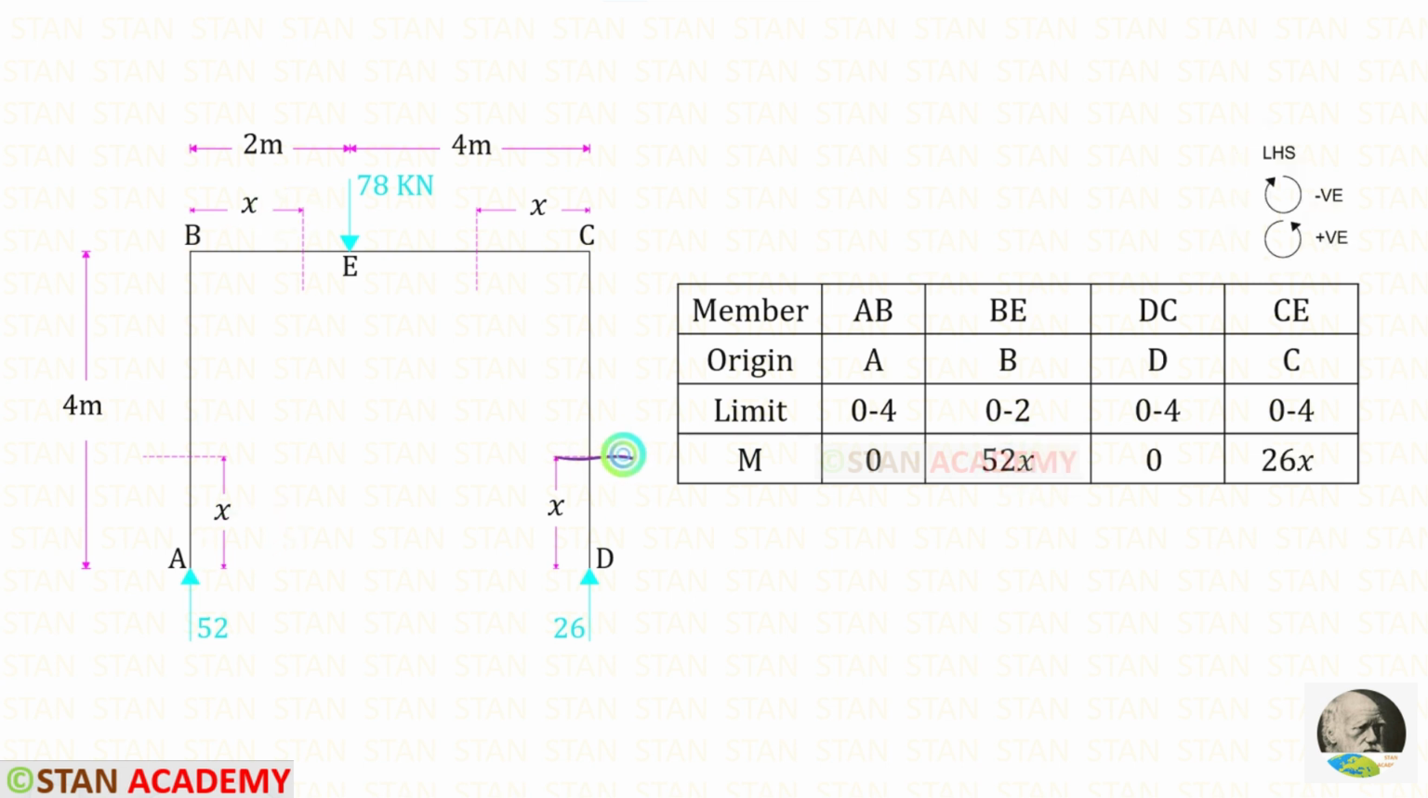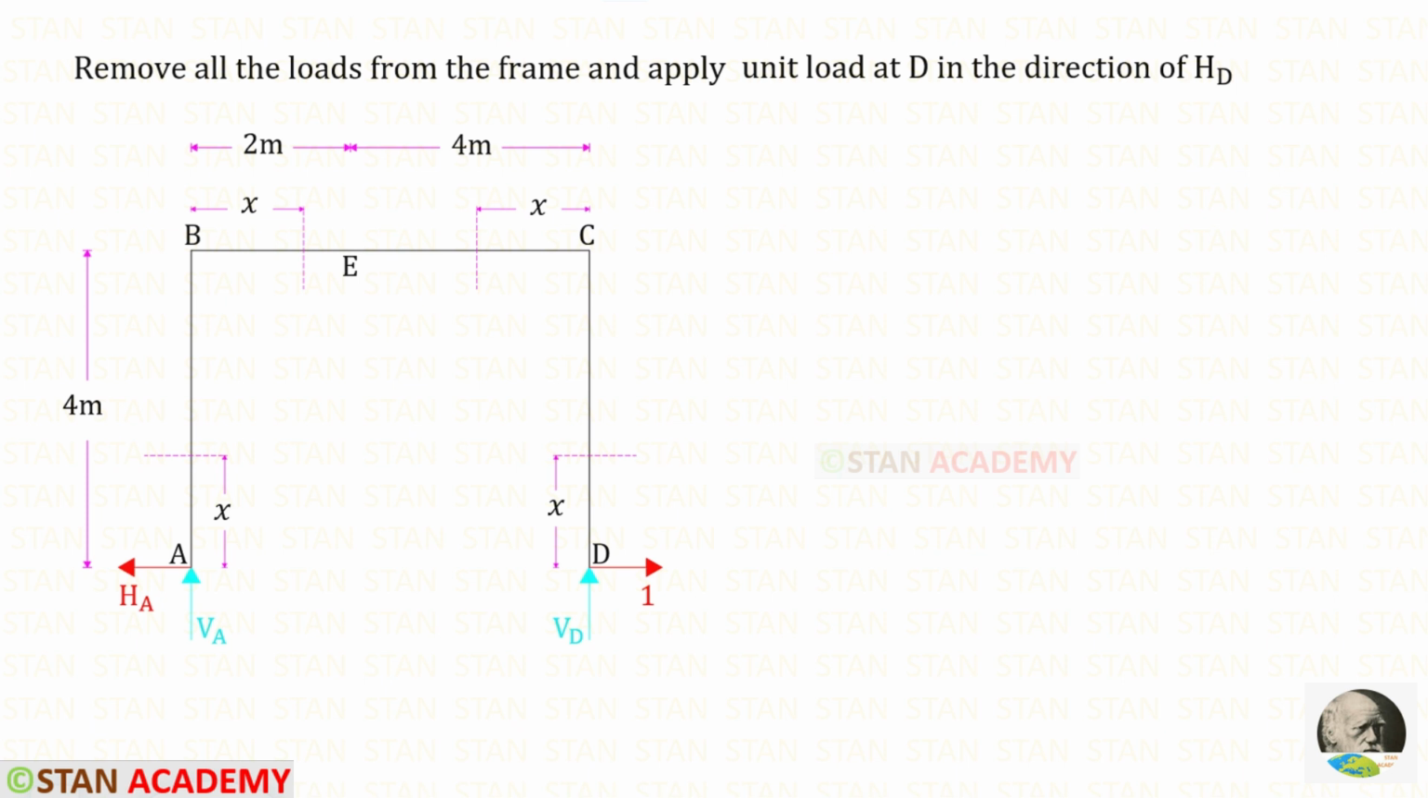To find the moments in these 2 sections, we have to use left hand side rule. Clockwise will be negative and anti-clockwise will be positive. Let us find M in DC. Up to this section, we have only this vertical reaction. For this, there is no perpendicular distance, so the moment will be 0. Let us find the moment in CE. Up to this section, we have only the vertical reaction 26. It is acting in the anti-clockwise direction, so that it will be positive and the distance is x, so it will be 26x.